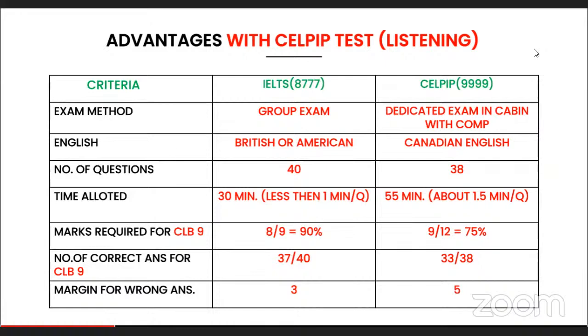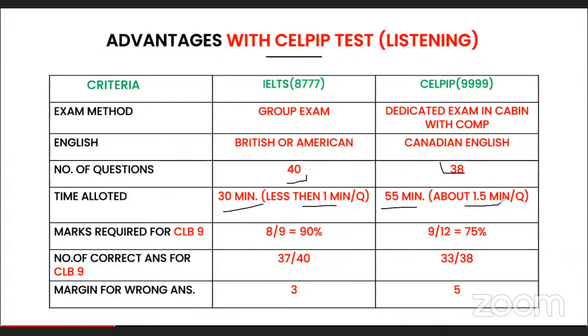Coming to the questions, you know that IELTS has 40 questions in the listening module, and you have to do them in just 30 minutes. It is very clear that you are not even getting 1 minute for each question. But when we talk about CELPIP, you have to do 38 questions in 55 minutes, and you just have to contribute 1.5 minutes to each question, which is a very good deal.